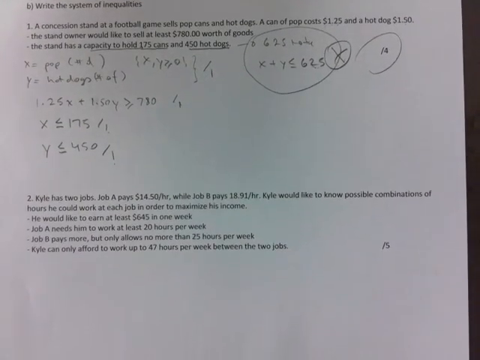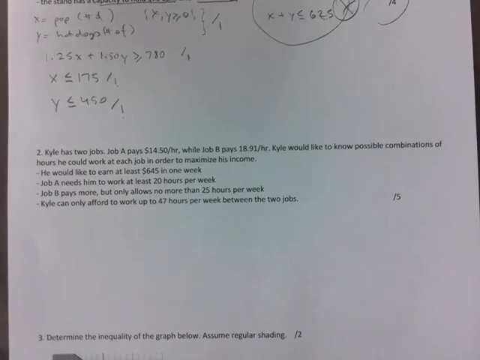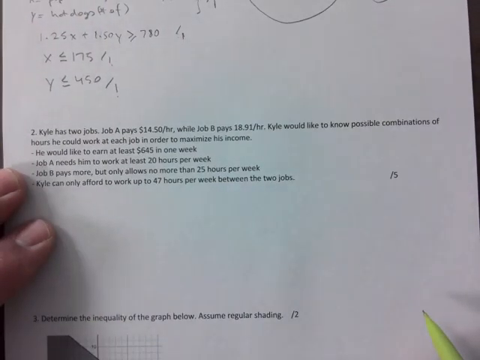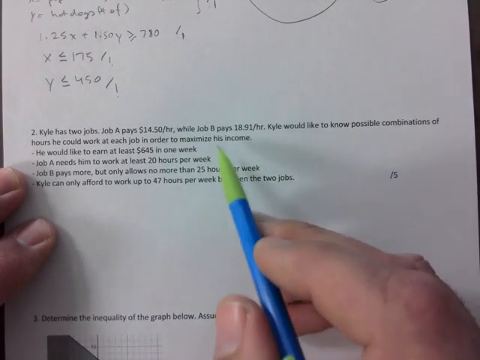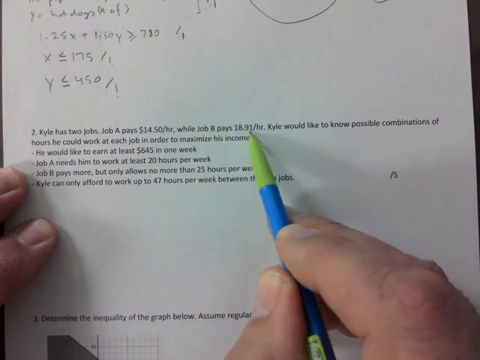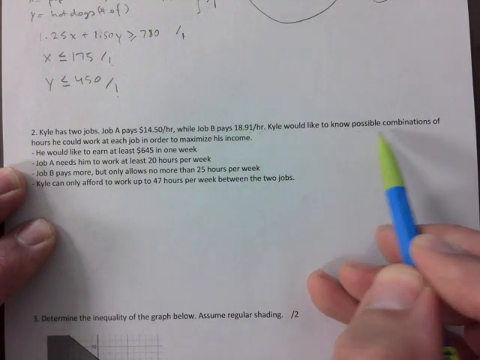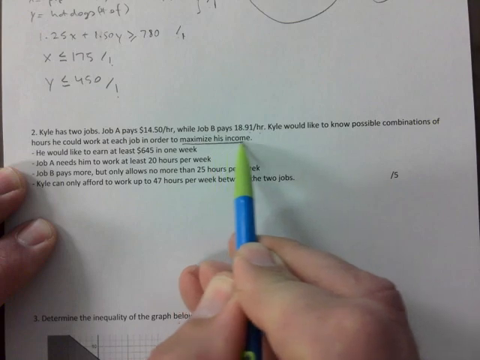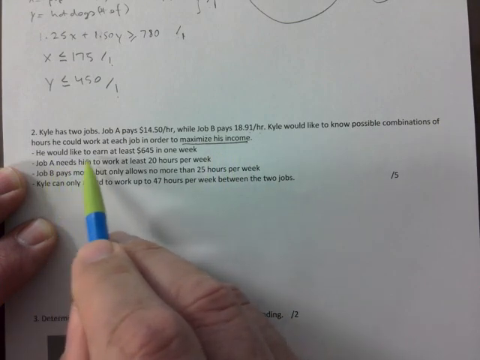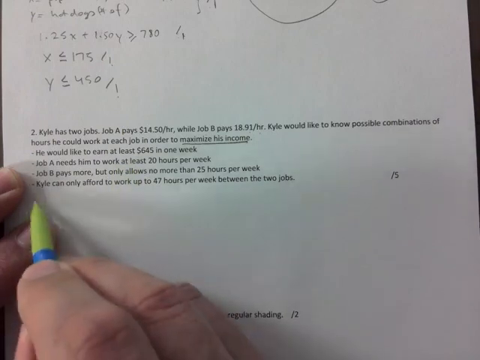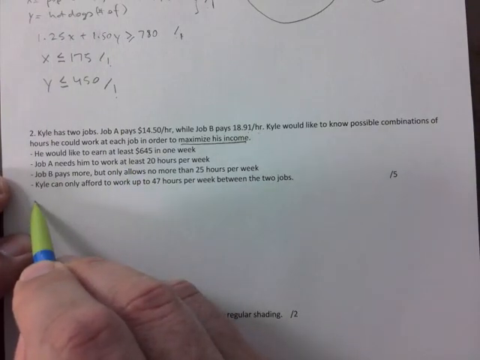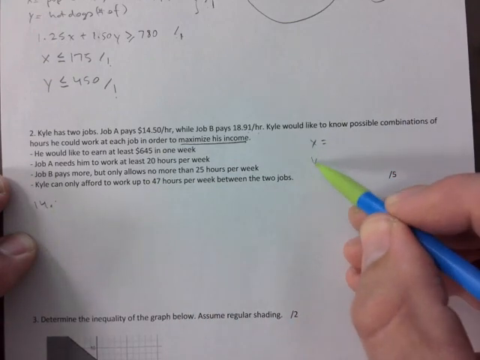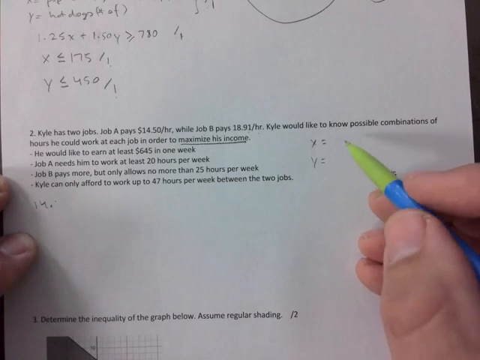Okay. Next, Kyle has 2 jobs. Job A pays $14.50 an hour. Job B pays $18.91 an hour. Kyle would like to know possible combinations he could work to maximize income. Okay. He would like to earn at least $645 a week. So that's inequality number 1. So you go 14. Oh, I should define my variable. Sorry. What would X be?